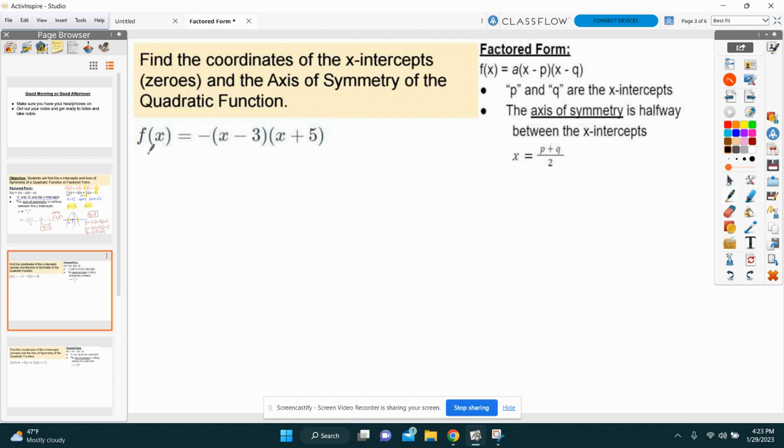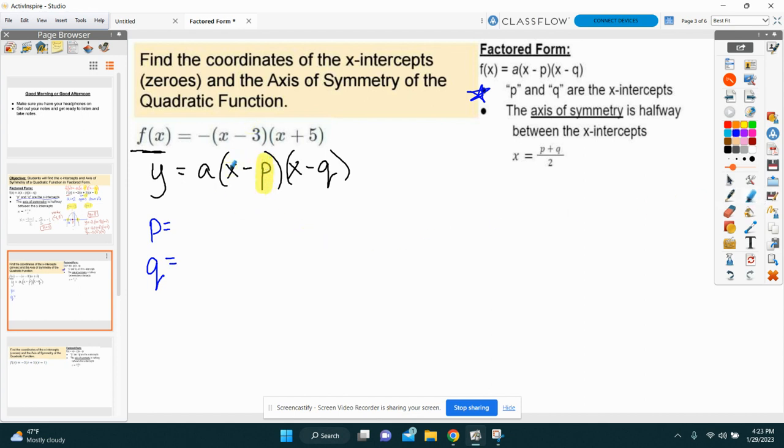So we're going to use factored form. I'm going to go ahead and write factored form right under it. I'm going to change f of x to y. It's the same thing. Y equals a times x minus p times x minus q. Sorry about my sloppy writing. So we're going to find the x-intercepts first. The x-intercepts are the p and q. If we can find our p and q, then we know our x-intercepts.